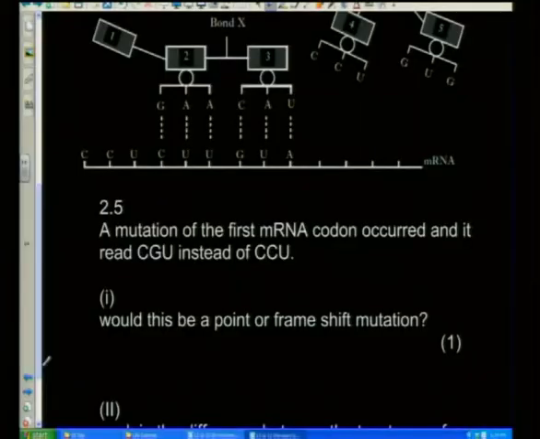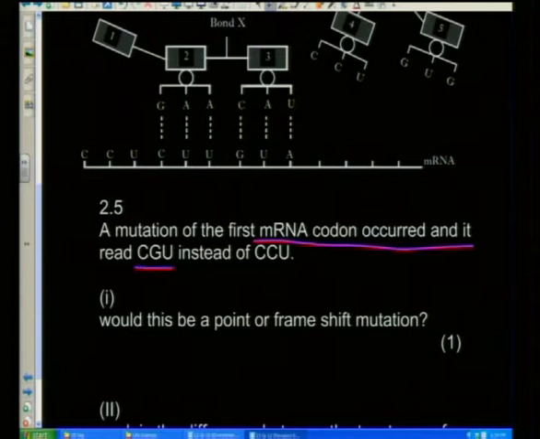A mutation of the first messenger RNA codon occurred, and it read CGU instead of CCU.